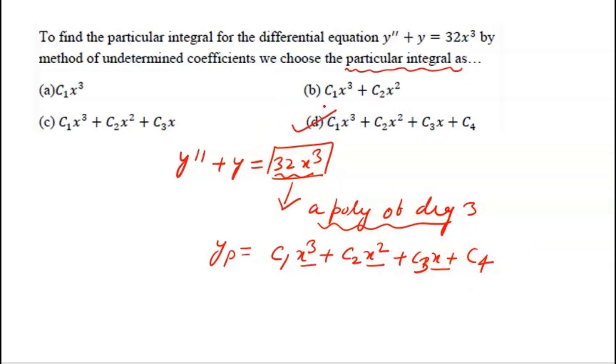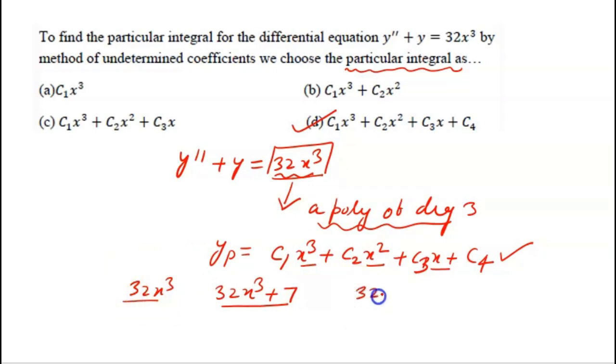See, even though I have got the correct answer, I want to discuss something more about this problem. The point is that here I have the right hand side, that is 32x cube. Suppose the right hand side in place of 32x cube is 32x cube plus 7. This is also a polynomial of degree 3. So in that case also the trial solution will be this, because we are not looking at what is there in the right hand side. What we are looking at is the degree of it.